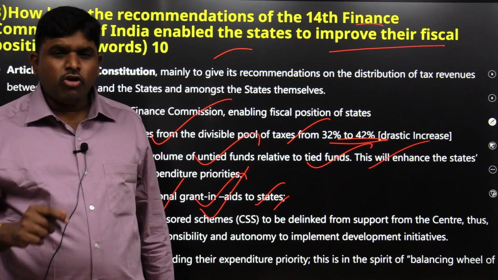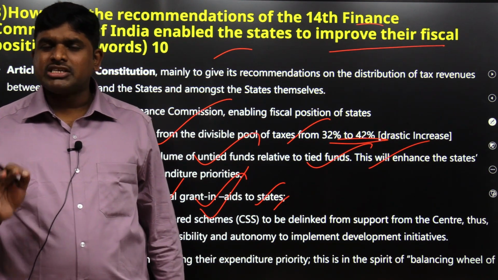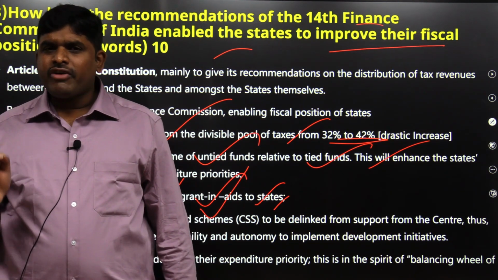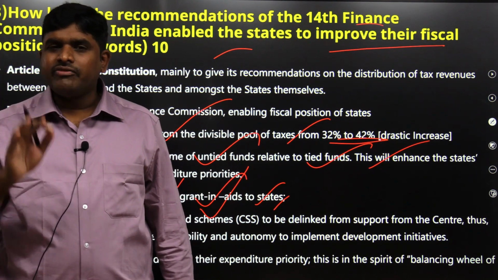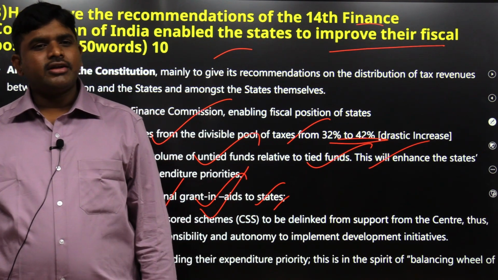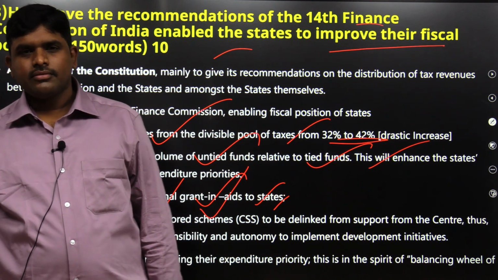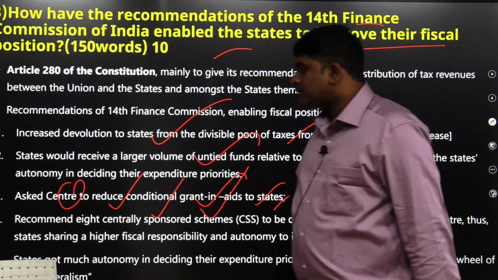These are all examples of cooperative federalism, mainly NITI Aayog establishment. The working of the Finance Commission is ensuring what? Cooperative federalism, bargaining federalism, competitive federalism. These are all points you have to write.